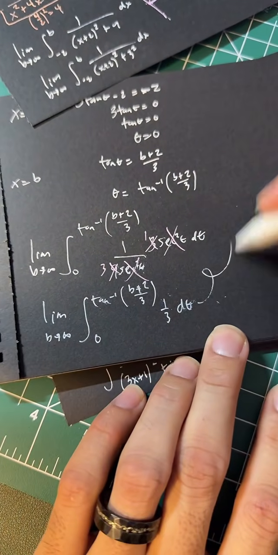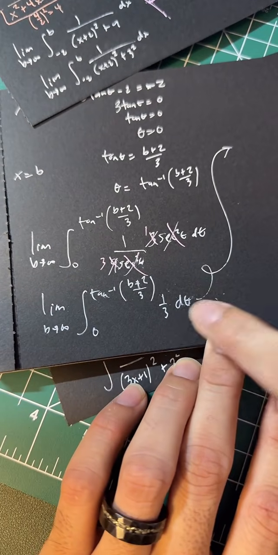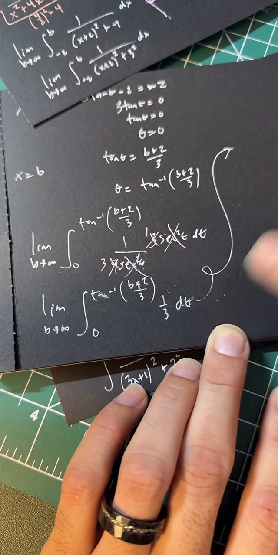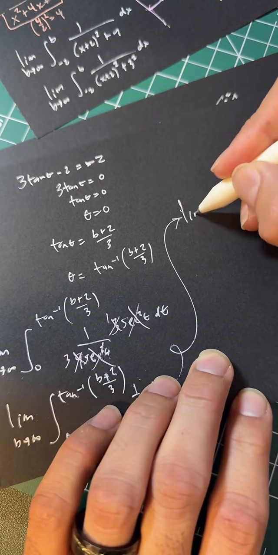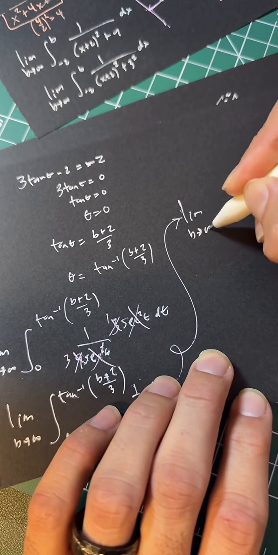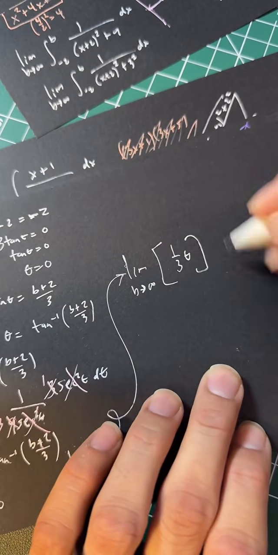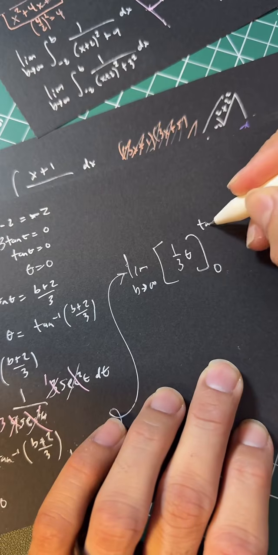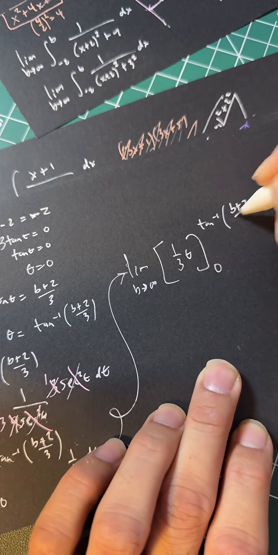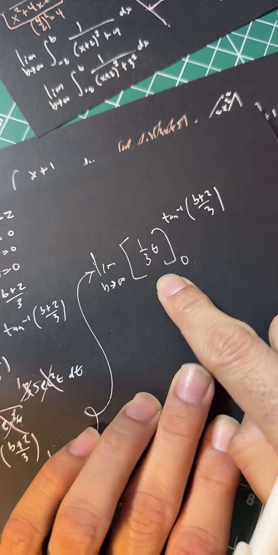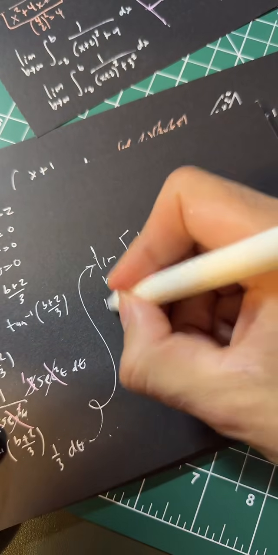Okay, so now let's just take the integral of this. Well, this is just 1/3. It's a constant, so it's just 1/3 theta. But unfortunately, guys, we still have the limit as b approaches infinity. If I didn't write the limit, I know people will go crazy. So 1/3 theta, from 0 to tan inverse of (b plus 2) over 3. And now we just implement the first fundamental theorem of calculus.